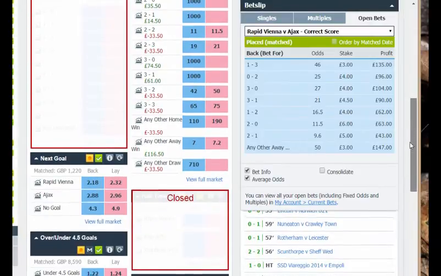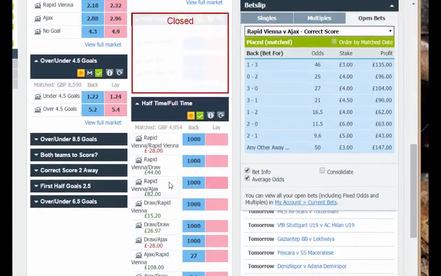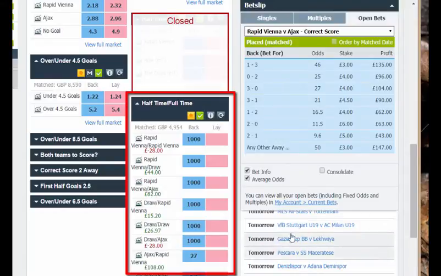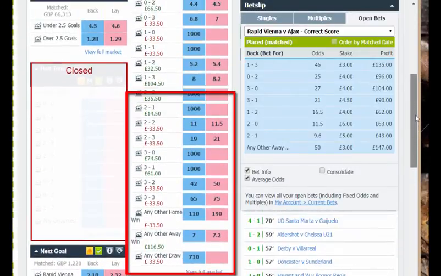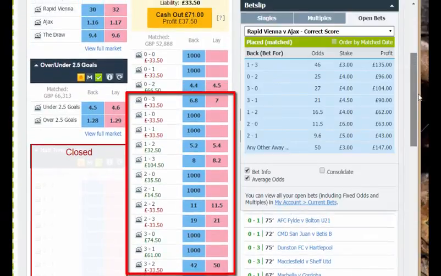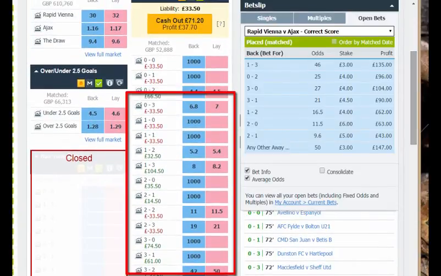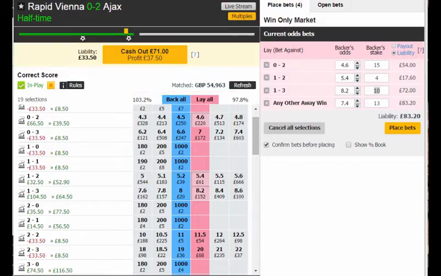So I was hanging on very random selections, and you can see there in the half-time, full-time market, I could have covered quite a few. Hopefully we'll go back to that in clearer detail. You can see there the correct score market. I split the correct scores between Ajax and Rapid Vienna. Basically, I just didn't know who was going to win, but I slightly favoured Ajax, and I thought their 4.1 in the match odds.